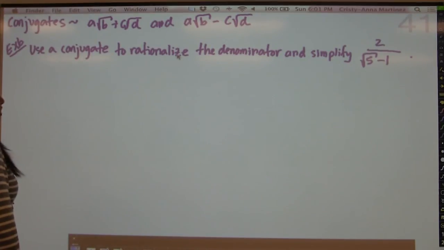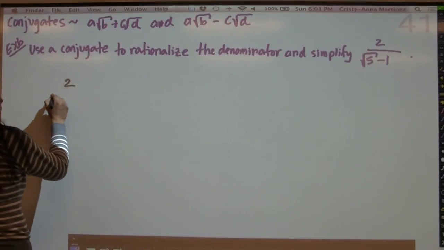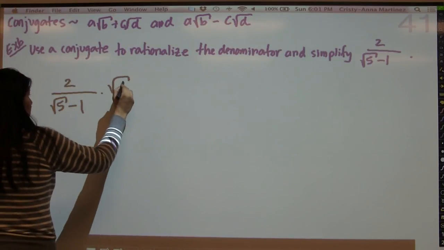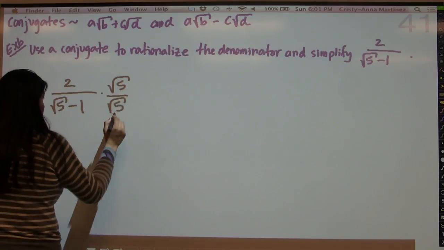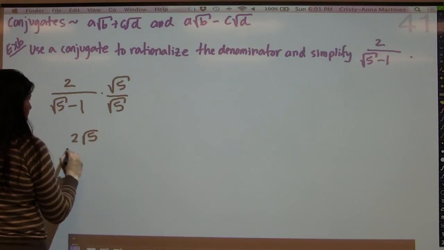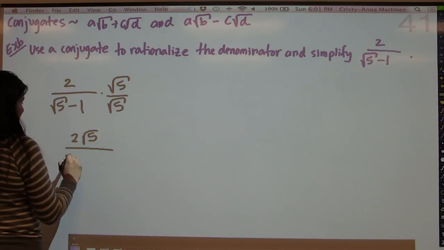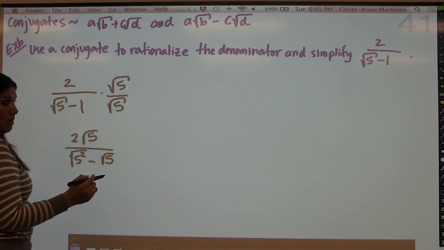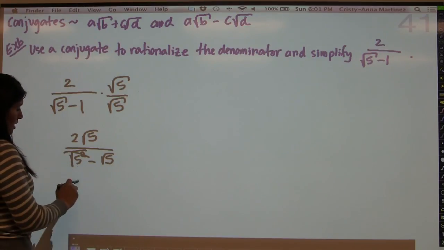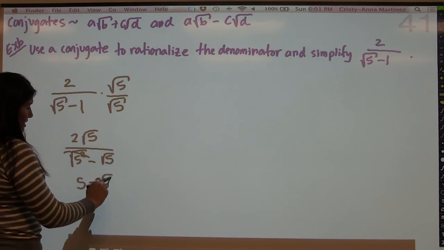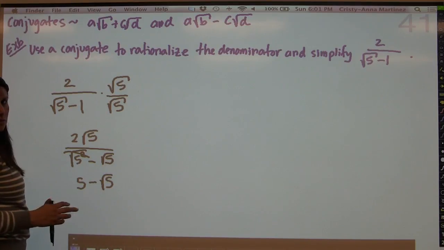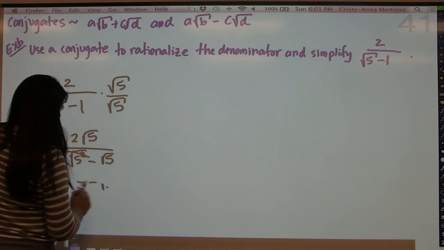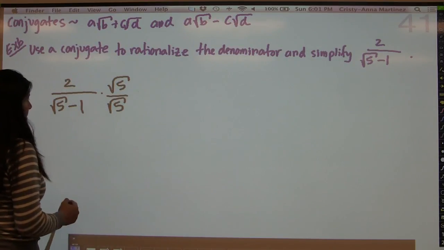Use a conjugate to rationalize the denominator and simplify 2 over root 5 minus 1. So if I were to multiply by root 5, which is probably what you're thinking to do, then I would get 2 root 5 over root 5 times root 5, which is root 5 squared, minus root 5. And so here lies the problem: this would cancel and you'd get 5, but the root 5 over here didn't cancel. See? You only canceled one of them, but then now another one appeared. This is not enough. So we do not want to simply multiply by root 5.